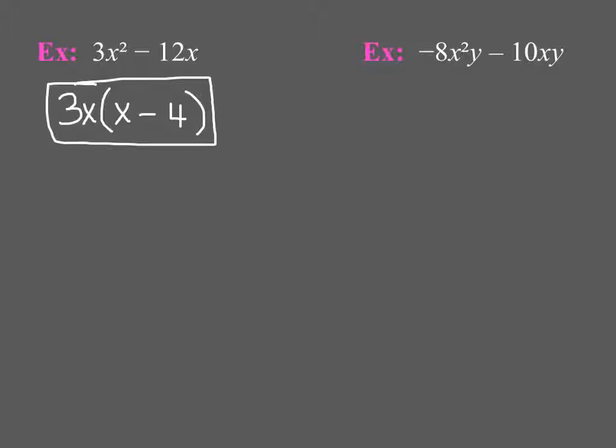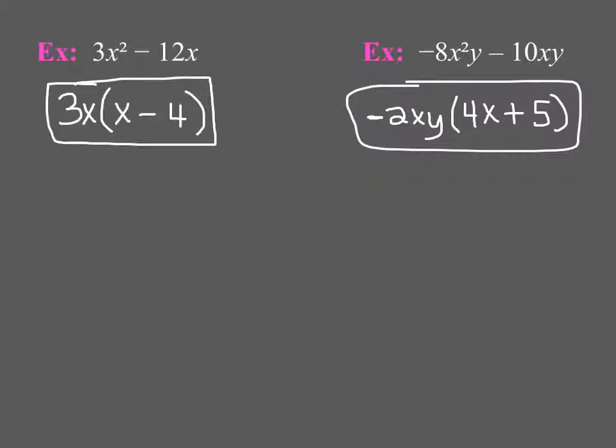On this next one, negative 8 and 10 have a common factor of 2, but I also want to take out a negative 2 to make this positive. And then you can also take out an xy as well. And then you'd be left with 4x plus 5. And again, you can check your answer by distributing. So negative 2xy times 4x would be negative 8x squared y, minus 10xy.